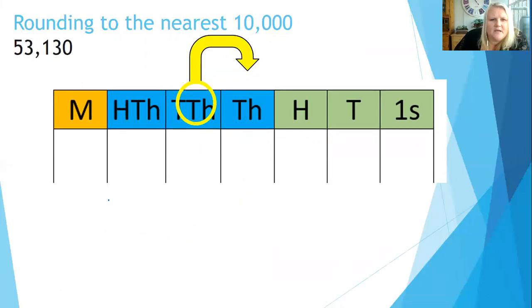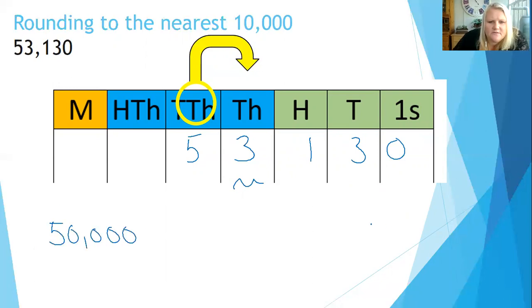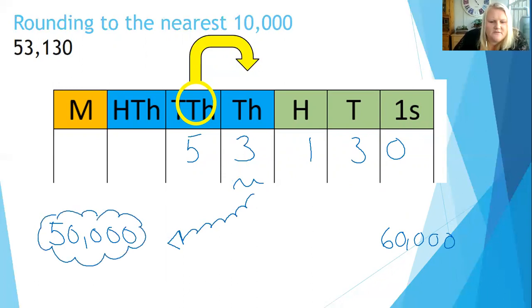Try another one. Okay, round this to the nearest 10,000. So let's put the number in. We've got 53,130. I'm going to be looking at this number here. So it's either going to be 50,000 or 60,000. And it's a 3,000 or a 3. Does 3 round up or does 3 round down? 3 rounds down. So we're going to round down to 50,000.